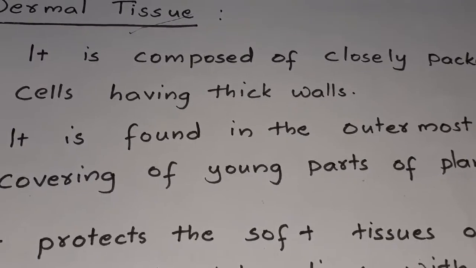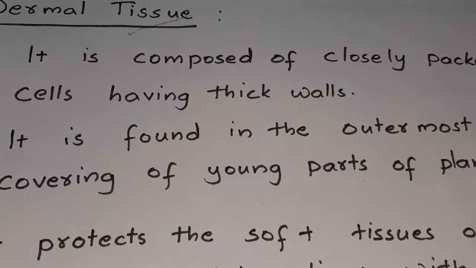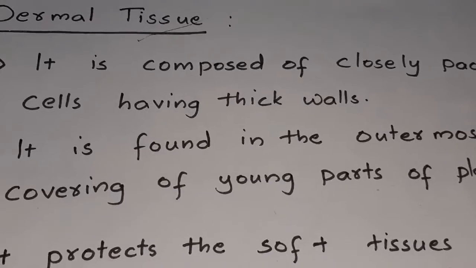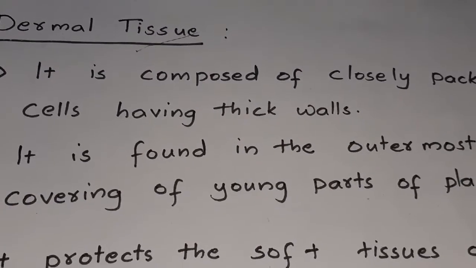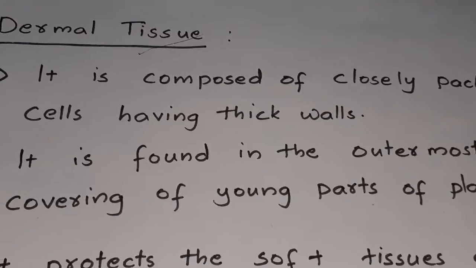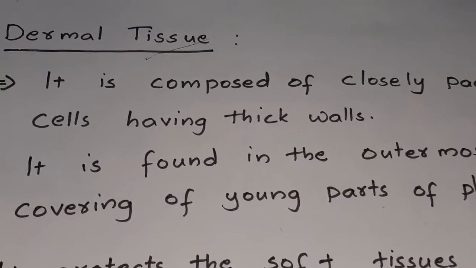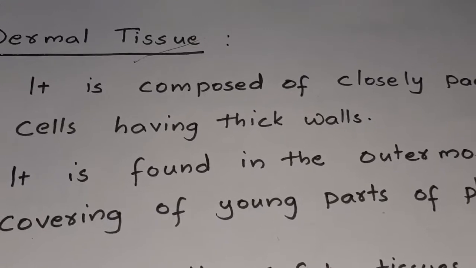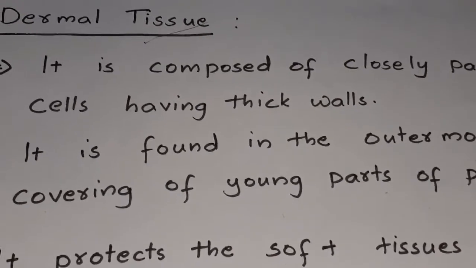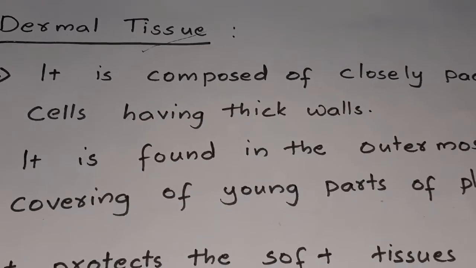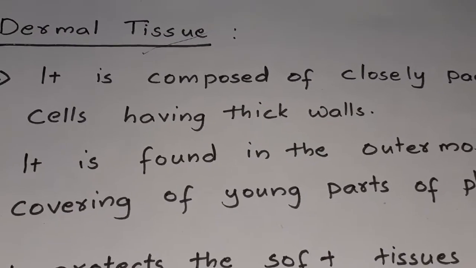First, it is composed of closely packed cells having thick walls. You know that when you are touching a plant, a tree, it is very hard outside. It is very hard because of the presence of these dermal tissues. The cells of the dermal tissue have very thick walls and are very closely packed.